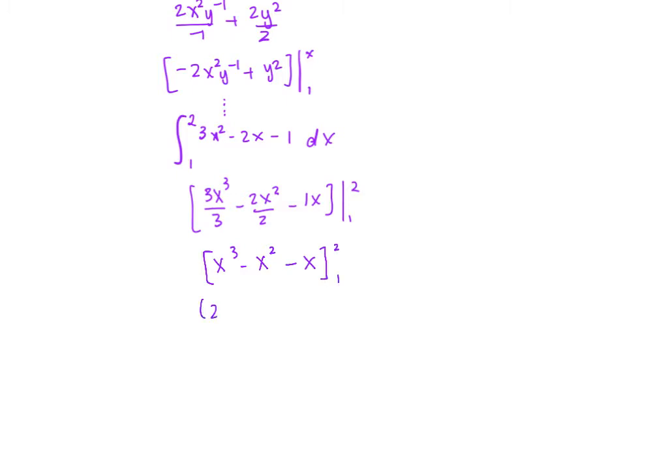So this becomes 2 to the third minus 2 squared minus 2 minus 1 to the third minus 1 squared minus 1. So 8 minus 4 is 4, 4 minus 2 is 2. And 1 minus 1 is 0, minus 1 is negative 1. So minus a negative 1 is plus 1. So it equals 3. And that is how you do an iterated integral. We're going to discuss some rules and best practices on the next slide.